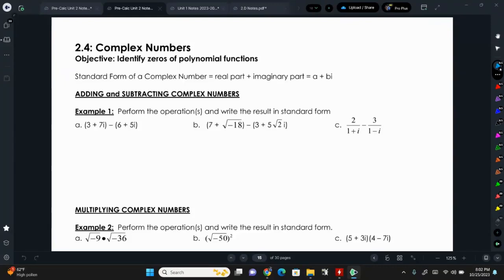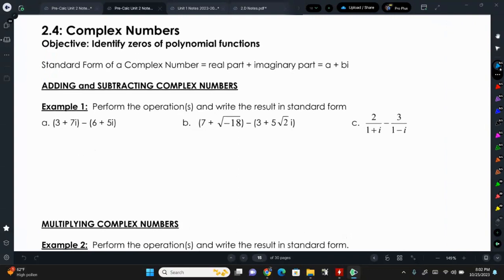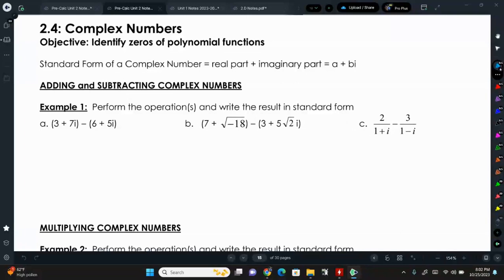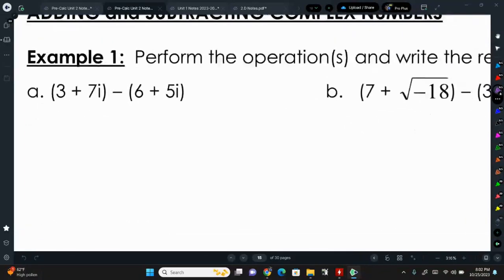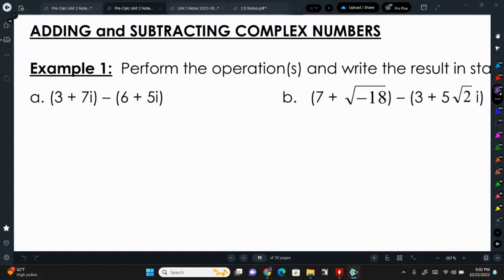Today what we're going to be doing is adding, subtracting, multiplying, and dividing complex numbers. Last year in Algebra 2 Trig, we worked with complex numbers, so it's going to be the same process. We'll review what we talked about last year: when we add or subtract, we combine like terms, meaning we can't combine our real parts and our imaginary parts, or i. They have to stay separate.